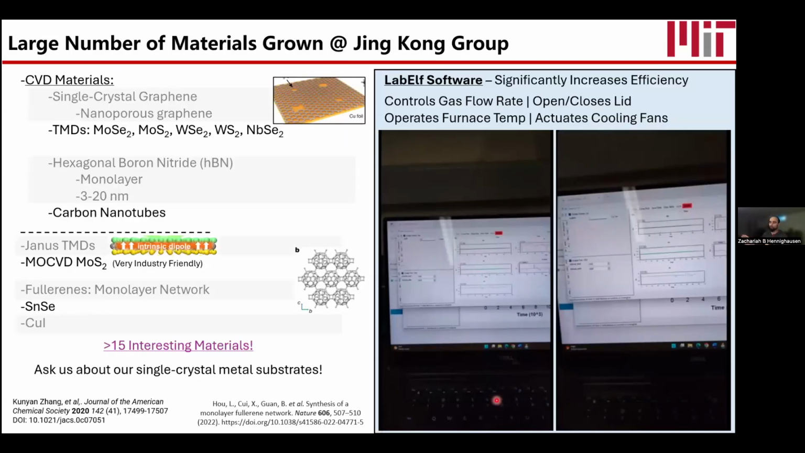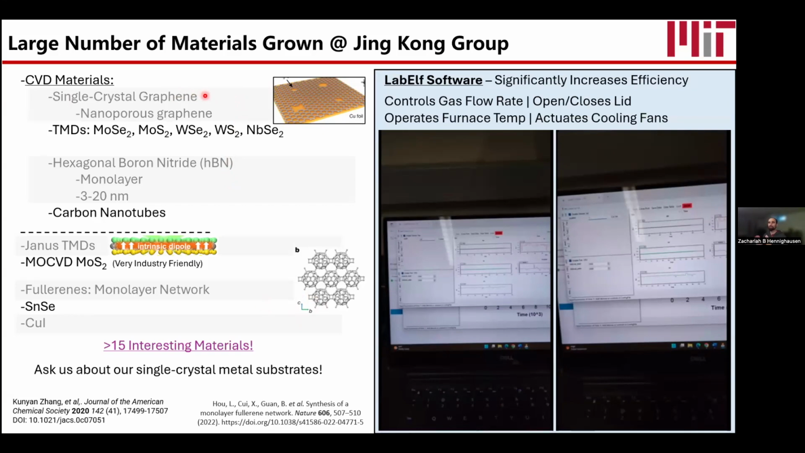Actually, before we tell you about the machine, let me tell you about these labmates that I work with, this incredible group. They grow an absolutely insane number of materials in the group. The group that Jing leads, so we have single crystal graphene. It's grown on these single crystal copper foils.